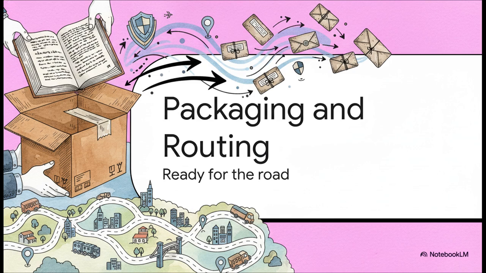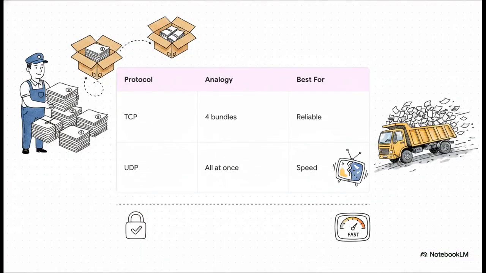Section 4. Packaging and routing. Getting ready for the road. This is where our newly translated document gets boxed up for the big trip. So how do we handle this massive stack of paper? Well, at the transport layer, a worker divides the 400 pages into 4 distinct bundles of 100 pages each. Why? Because if you drop one box in transit, you don't lose the entire document.